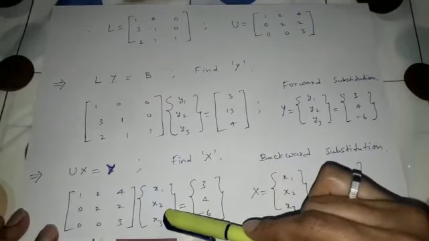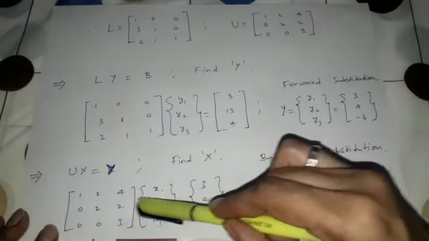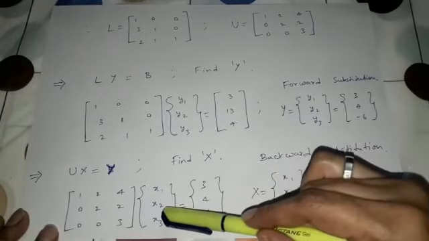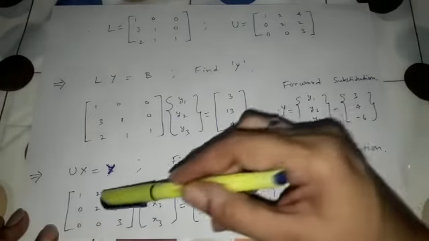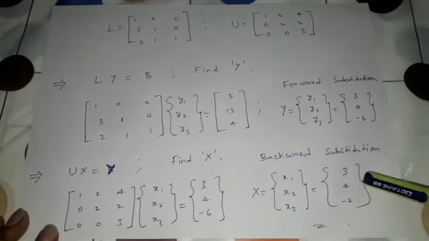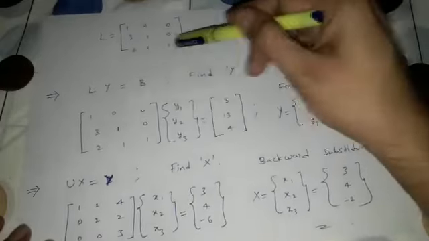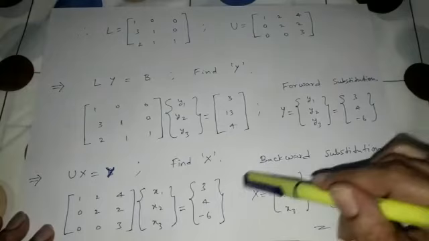When you do that, 0 times x1 is 0 plus 0 times x2 is 0 plus 3 times x3 is equal to minus 6, so your x3 is equal to minus 2. Next go to the second row: 0 times x1 plus 2x2 plus 2x3. Since x3 is minus 2, 2x3 is minus 4. So 2x2 minus 4 is equal to 4, so 2x2 is equal to 8, and x2 is equal to 4. Similarly you can find x1. Once you find the L and U matrices correctly, in less than 2 minutes you can find your solution matrix X.